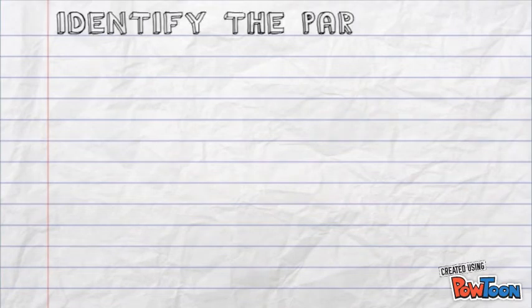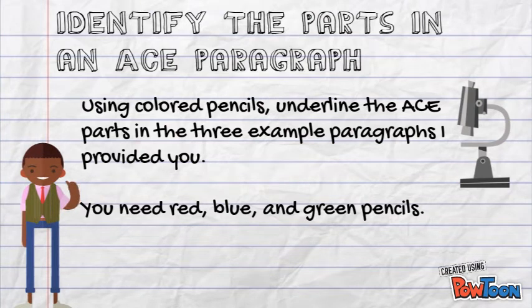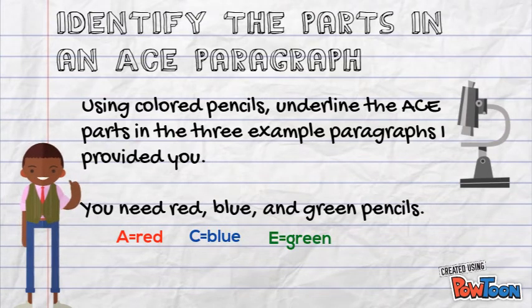Now, I've provided you 3 example paragraphs that were written by students, and what I'd like for you to do is use 3 colored pencils, a red, blue, and green, and identify the parts of the ACE paragraph in each example. The answer in red, citation in blue, and explanation in green.